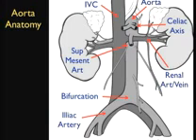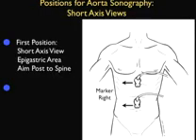We see the bifurcation of the aorta at about the level of the umbilicus into the paired iliac arteries. And we see here also that the IVC branches into the iliac veins at this point. Now let's review the probe positions for sonography of the aorta.